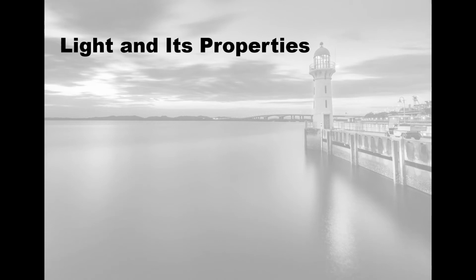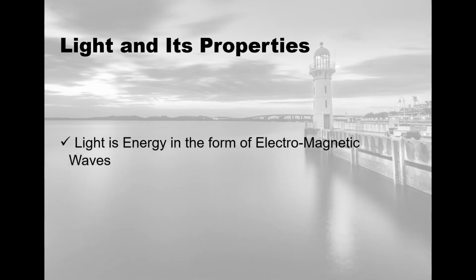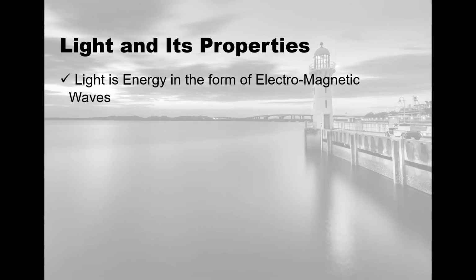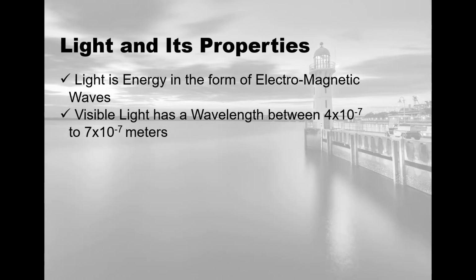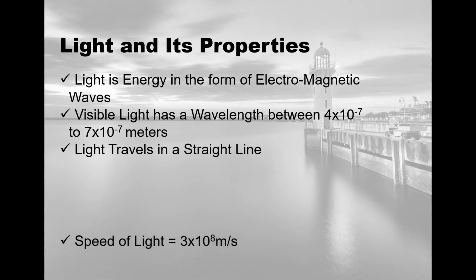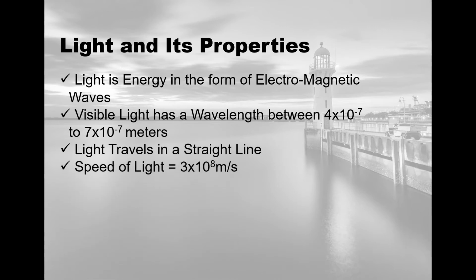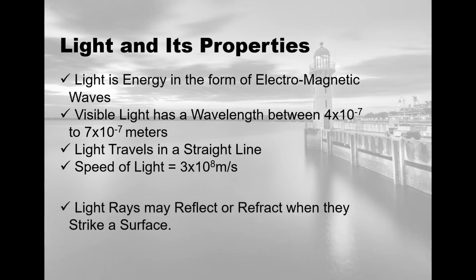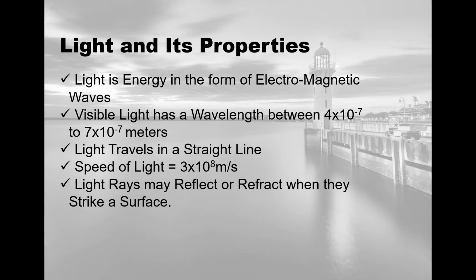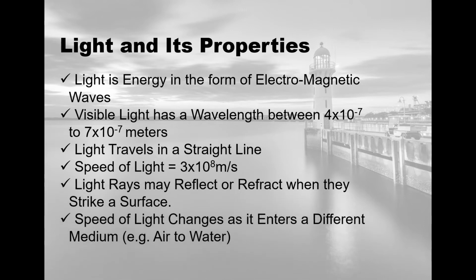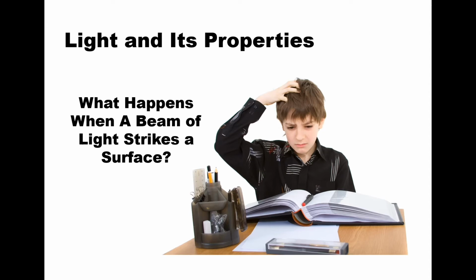Let's first look at some of the properties of light. Light is energy, in the form of electromagnetic waves. Visible light has a wavelength between 400 to 700 nanometers. Light travels in a straight line. Light travels at an incredible speed of 3 times 10 to the power of 8 meters per second. Light rays may reflect or refract when they strike a surface. The speed of light changes as it enters a different medium, for example air to water.